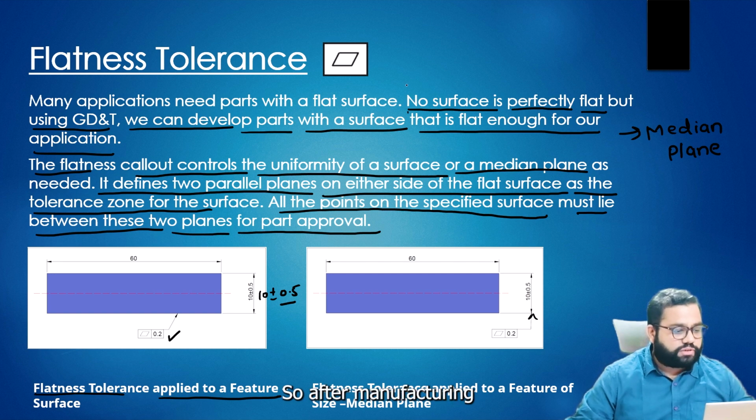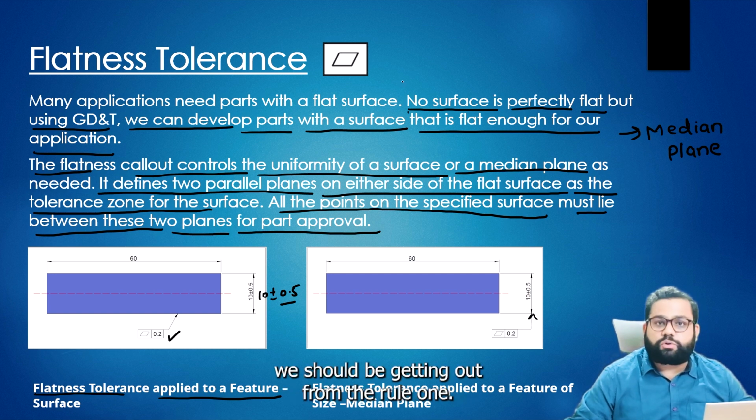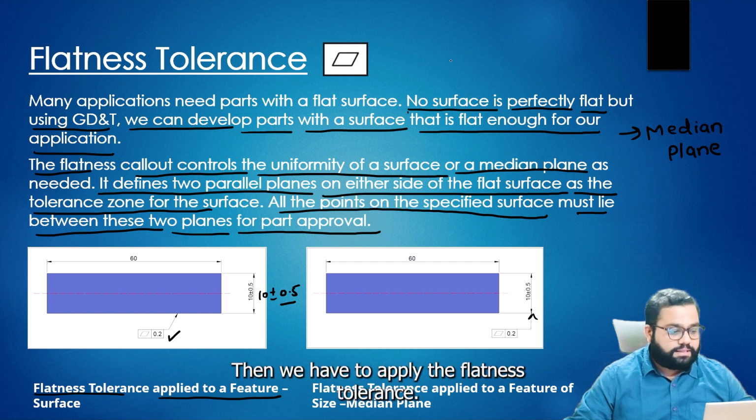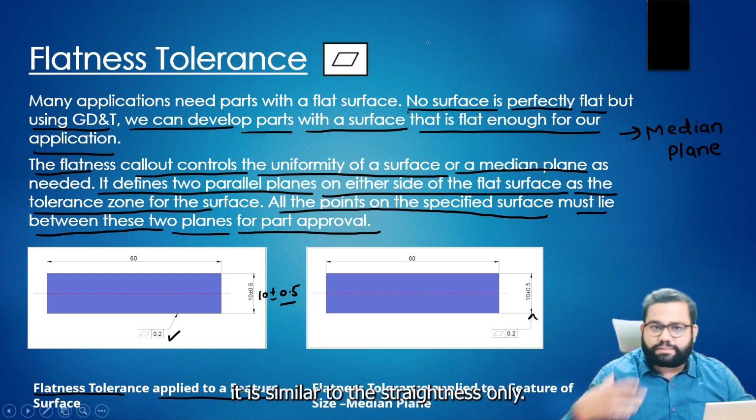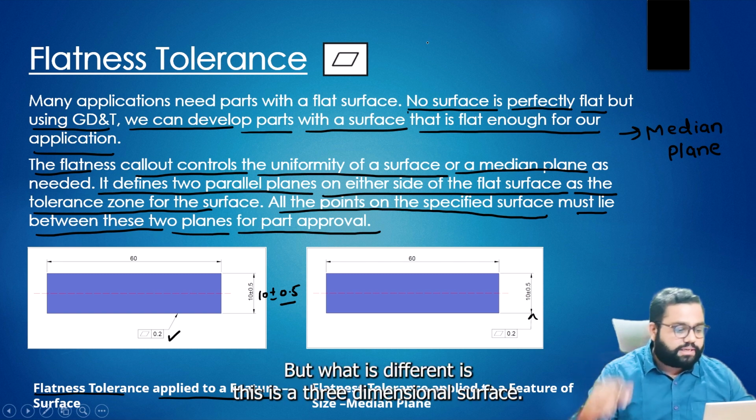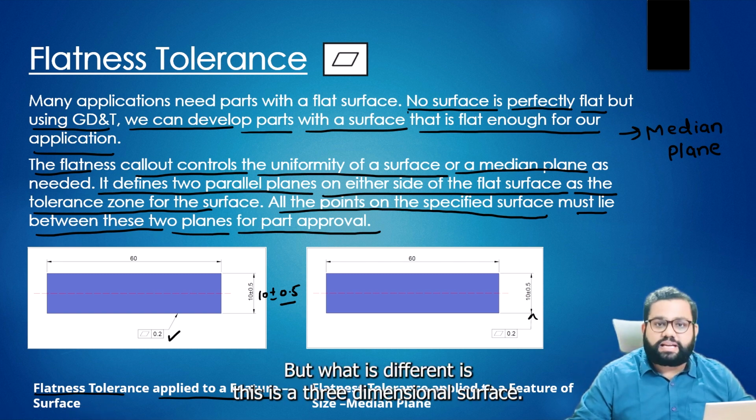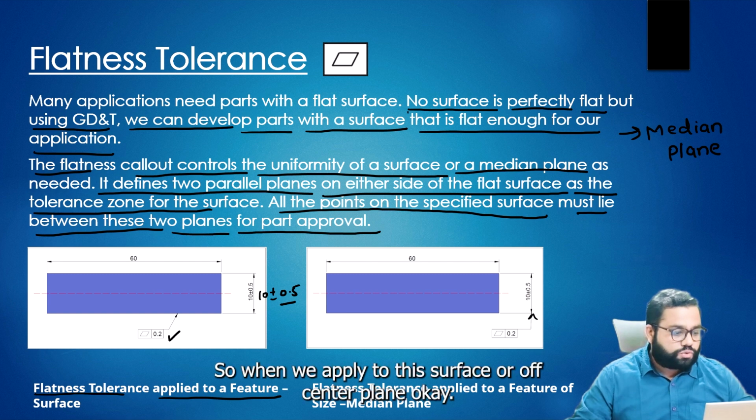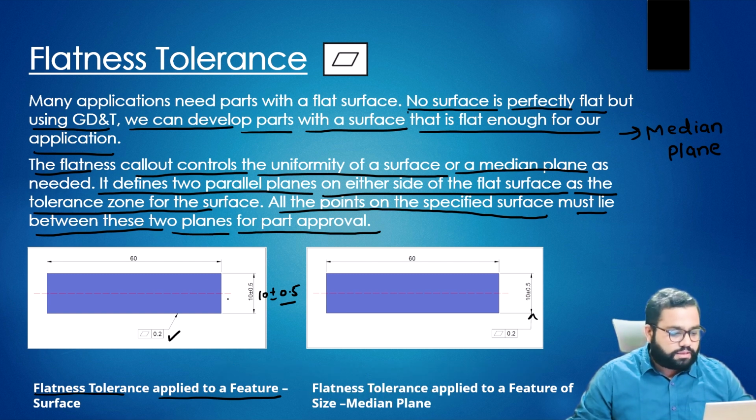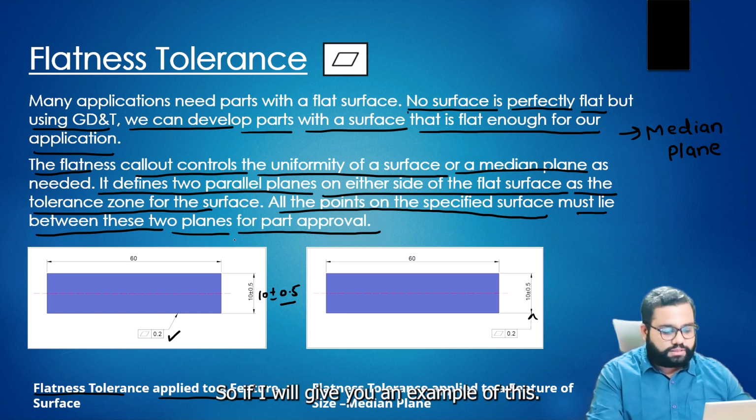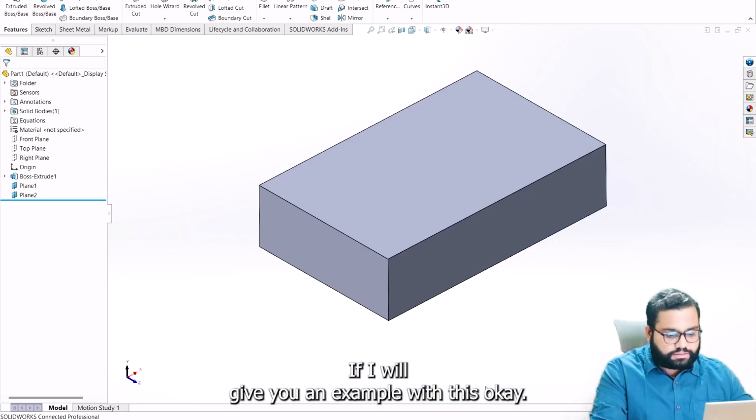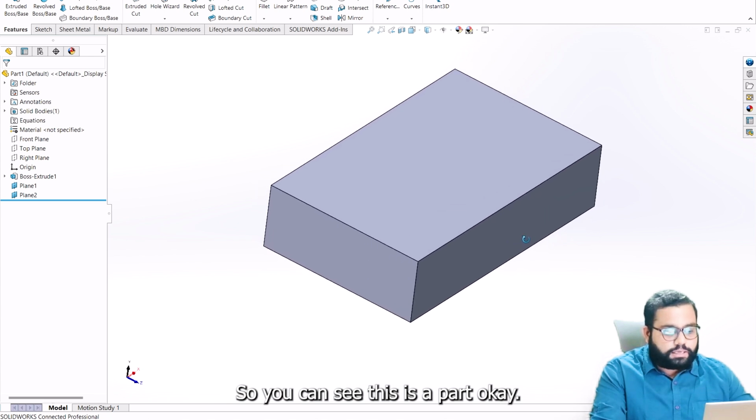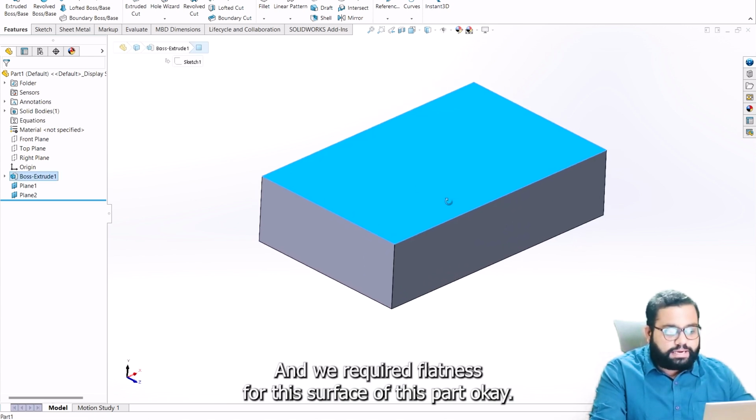So after manufacturing, we should be getting out from the rule 1. Then we have to apply the flatness tolerance. It is similar to the straightness only, but what is different is this is a 3-dimensional surface. So when we apply it to this surface or a center plane, if I give you an example, you can see this is a part, and we require flatness for this surface of this part.